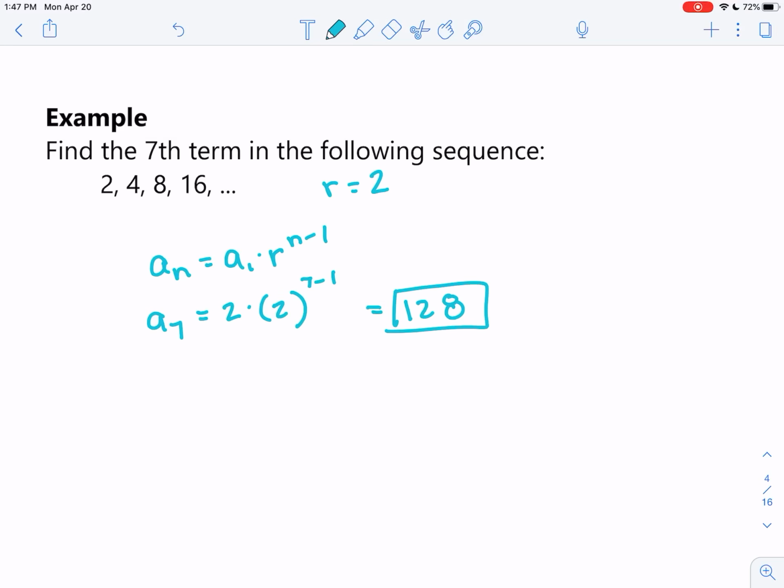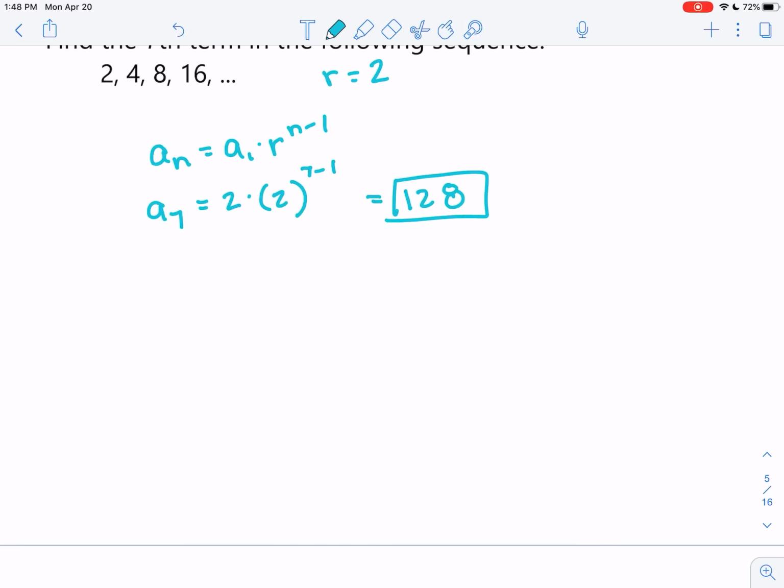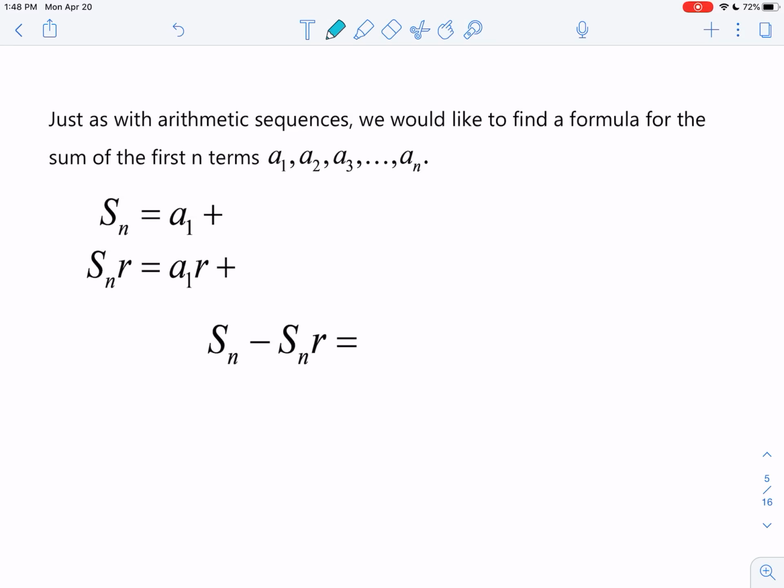All right, so what if I want to take that a step further and actually find that sum? So what if I wanted to find S sub 7, the sum of the first 7 terms? Okay, well, let's see if we can figure out that formula. And unfortunately, I don't have a cute Gauss story to go with this. Let's see if we can derive it.